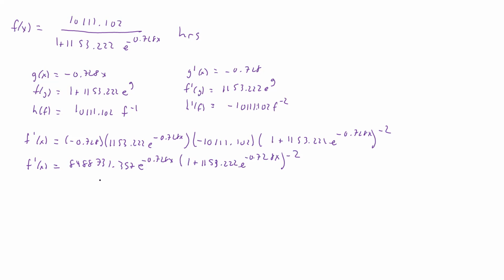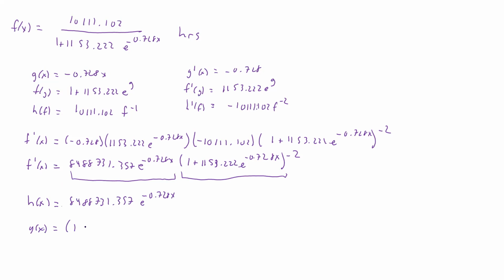Okay. Now, once again, we're going to have to do parts, that piece times that piece. And so we'll have our h of x is equal to the first part, 8,488,731.357 e to minus 0.728x. And our g of x, we're going to say that's equal to the other part, and that's going to be 1 plus 1153.222 e to minus 0.728x to the negative 2. Oops, I usually do GH, but I guess I wrote HG. Oh, well, maybe we can do it GH still.